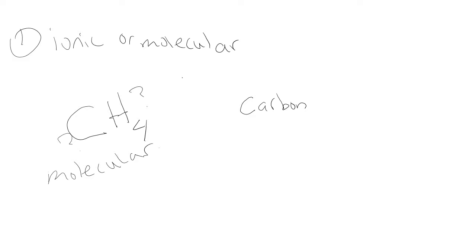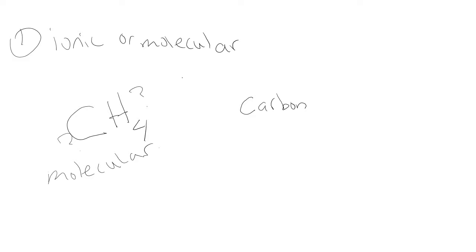Now, what a lot of people might suggest is that since they have one carbon, they're going to go ahead and do monocarbon. But you don't do that. You don't add the prefix mono to the first element ever. The only time you add a prefix to the first element is if it has 2 or more atoms. So if I had C2H4, that would be different. But since I only have one carbon, I leave it as it is.